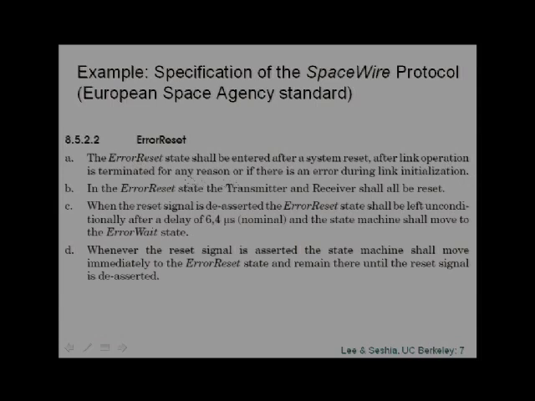You think you understand what's going on, but let's look at this first part. The error reset state shall be entered after a system reset. Presumably, there are implementations of SpaceWire that are purely hardware. So system reset might be, somebody presses a button and there's a Boolean signal, let's say the reset signal, which goes from 0 to 1. Okay, so let's say that's system reset. That seems precise enough, but what about this word after, right? How long can you wait before you enter the error reset state after the reset button is pressed?